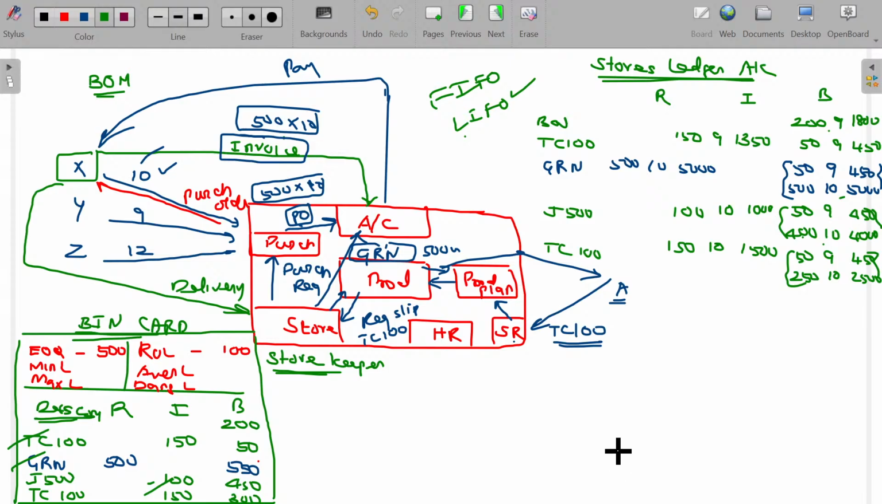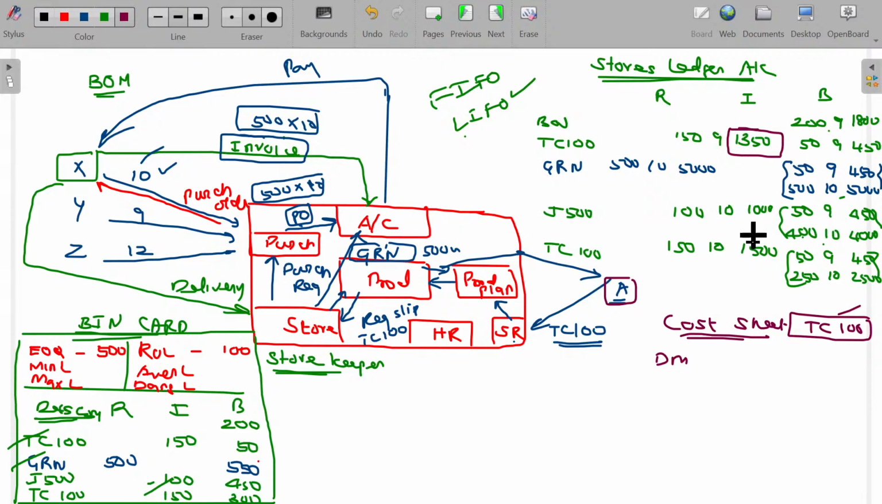Now, the cost sheet is going to be prepared. While preparing the cost sheet for the TC 100 job, to recover the amount from A, for direct material he just sums up the cost allocated for TC 100 here. How much is that? 2850. Direct labor we'll get from the HR department. We'll study that in the employee cost chapter. Then you'll get the prime cost.